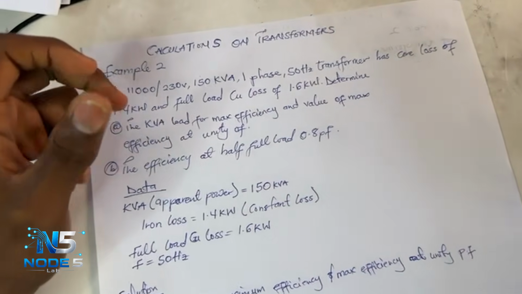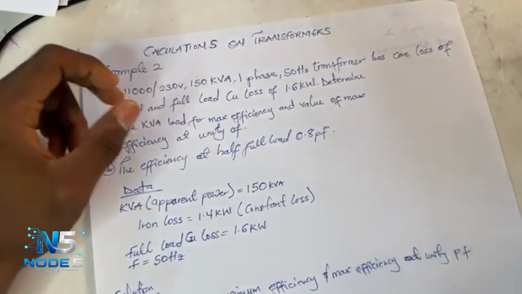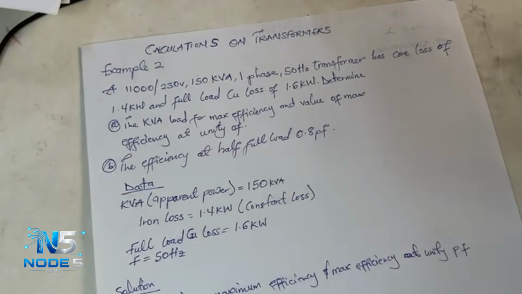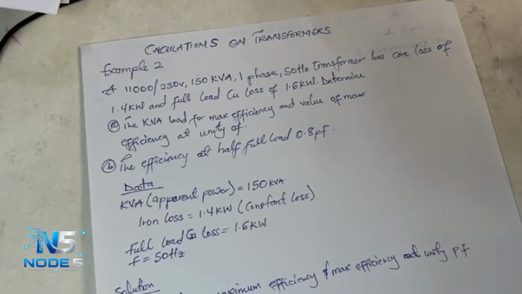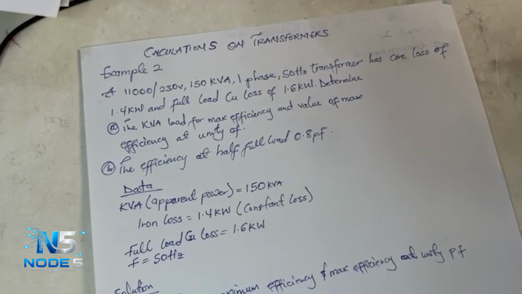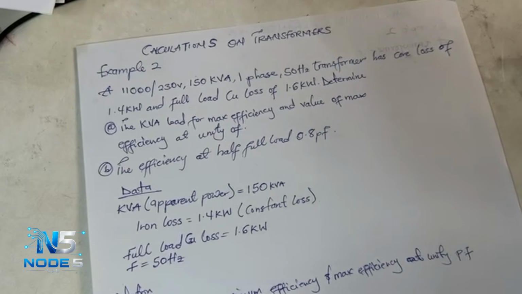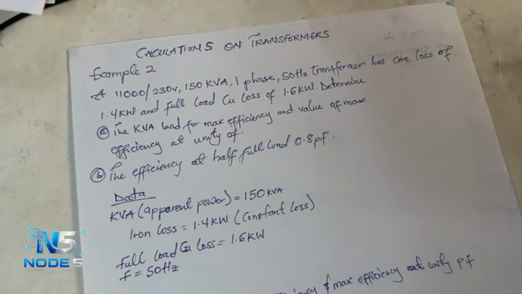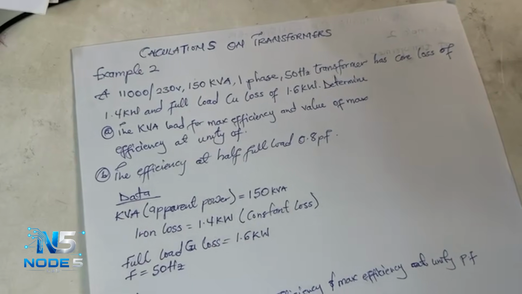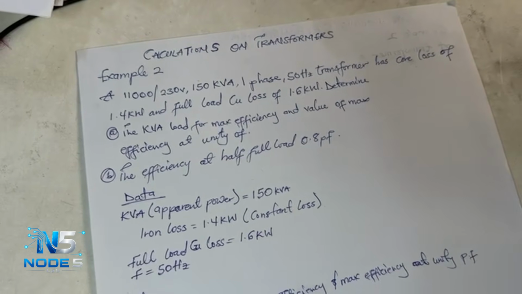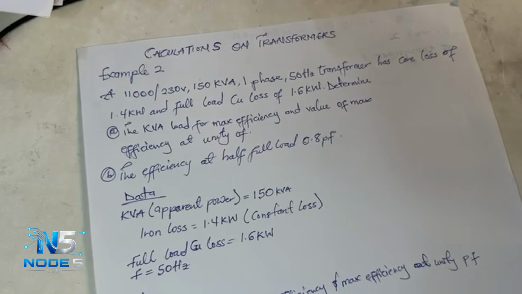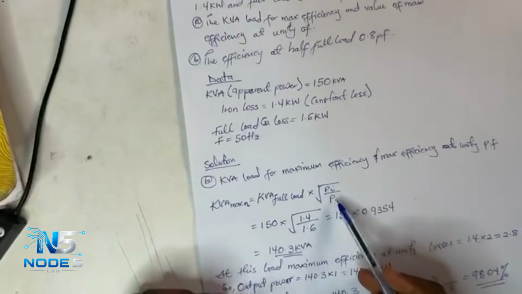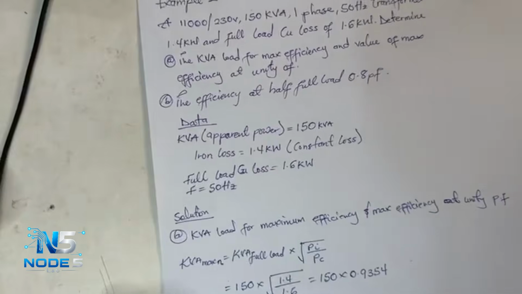by adding the losses to the equation. That's what we have here, calculating for the kVA at maximum load, or the maximum efficiency of the maximum kVA. So it's equal to the kVA of the full load multiplied by the square root of the iron loss divided by the copper loss. That's what we have here.